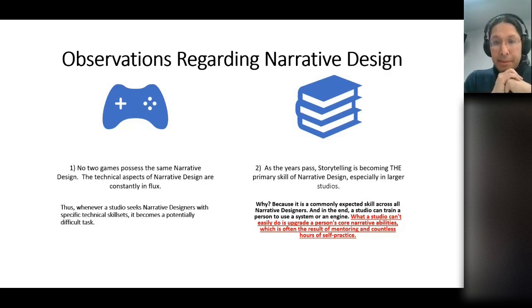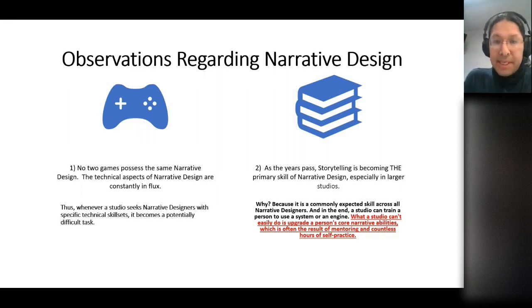First, the truth is, no 2 games ever possess the exact same narrative design, for the simple reason that the UI is different. Even games that are produced in the same series don't possess the same narrative design. Technology advances, the platforms change, the game developers themselves often want to upgrade everything that the previous game did. So if you place the narrative design of Baldur's Gate 1 onto Baldur's Gate 2, it would be a disaster. So the technical aspects of narrative design are constantly in flux.